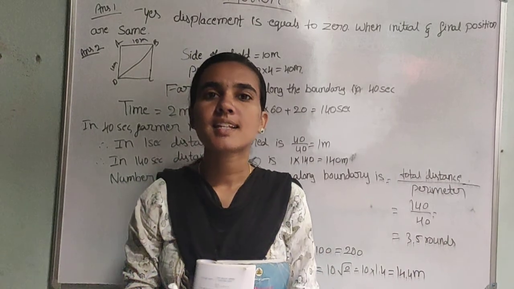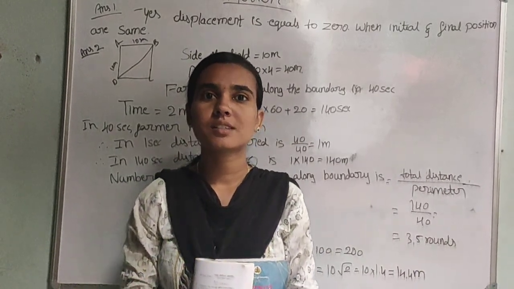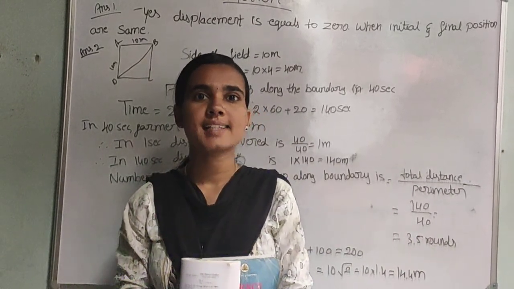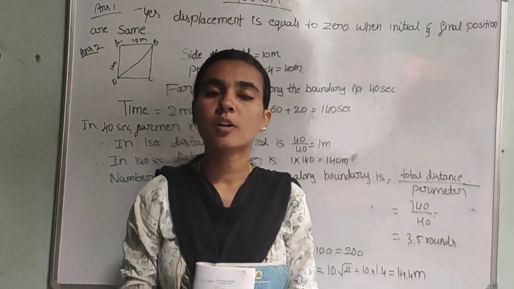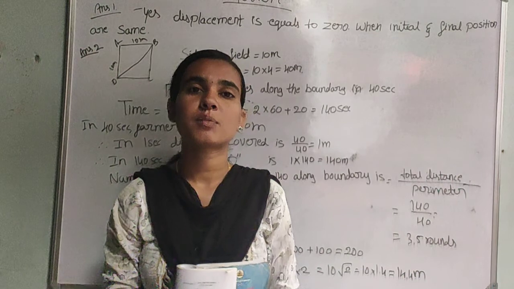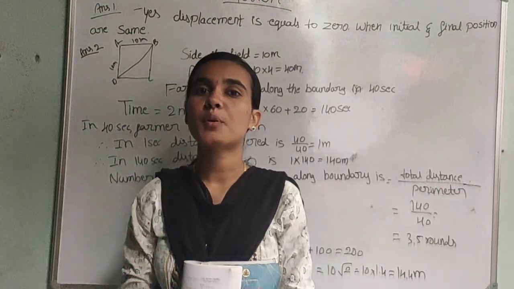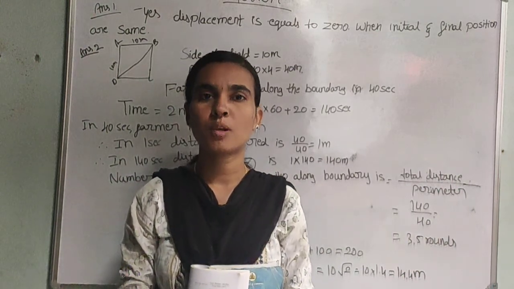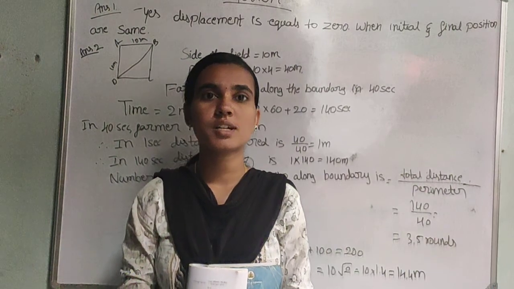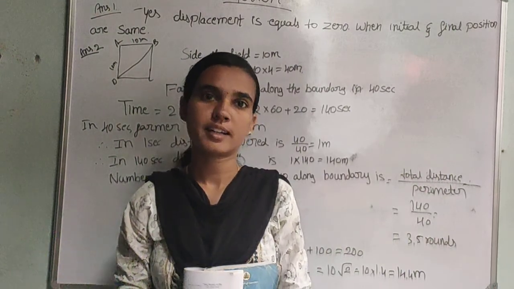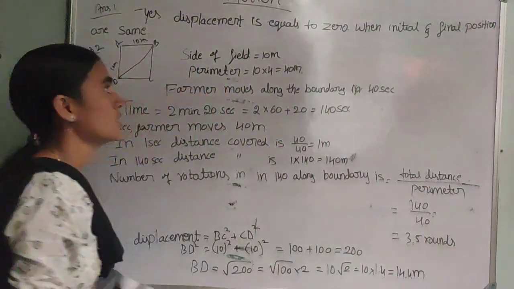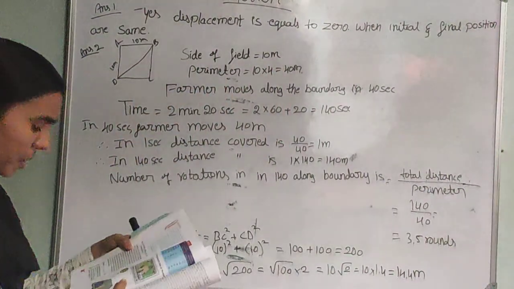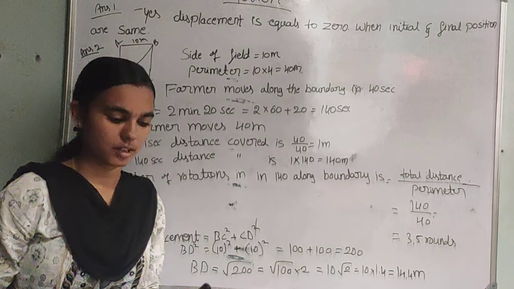Dear students, in the last class we discussed distance, velocity, acceleration, speed, all those things. Before starting the graphical representation of motion, first we have to solve some in-text questions which are given in your textbook. Here, the first question is on page number 100 in our textbook.